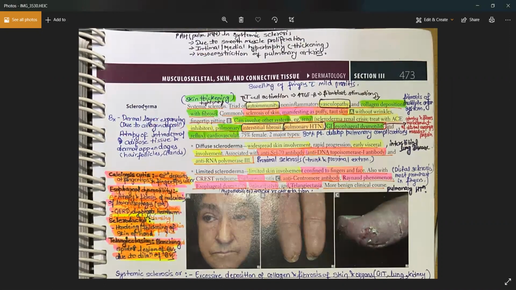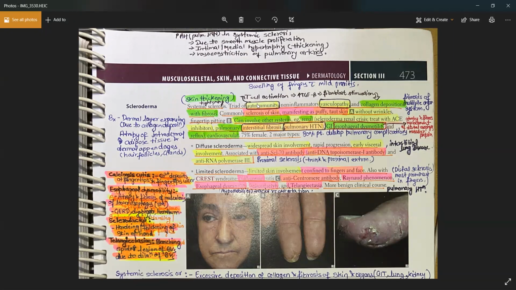Okay, then comes the scleroderma. This condition is only due to an excessive deposition of collagen in the tissues, right? Because of excessive deposition of collagen, you're having this disorder. It is also known as systemic sclerosis, which means you're having a thickness in the body, right? And this thickness is due to the collagen deposition, right?